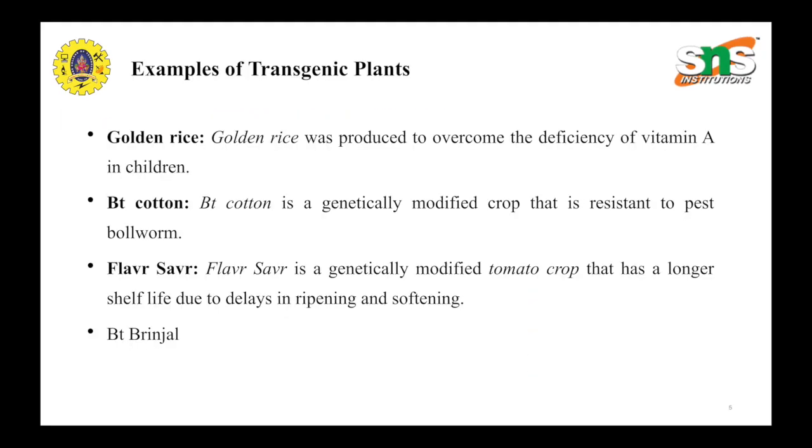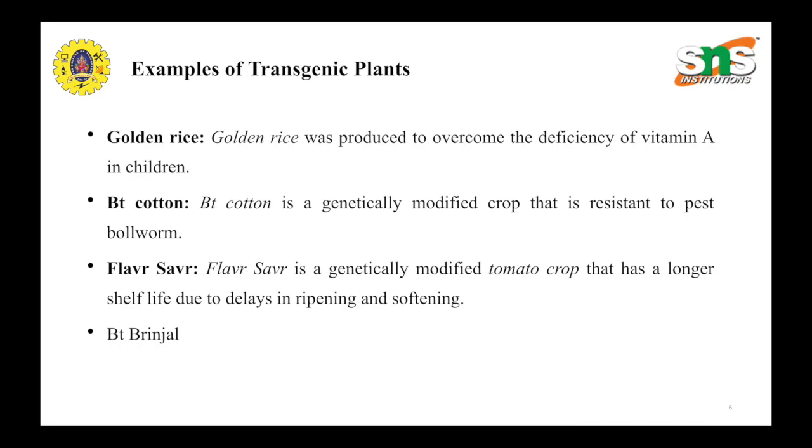There are several different types of transgenic plants. The first one is golden rice. Golden rice was produced to overcome the deficiency of vitamin A in children. Using the gene gun method, rice species were incorporated with the genes which increase the vitamin A content in the rice grains.